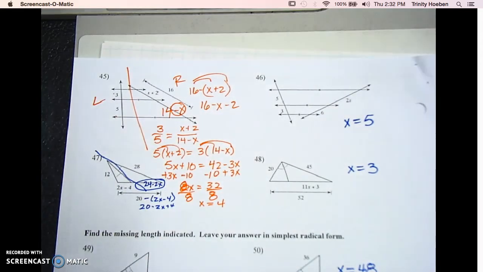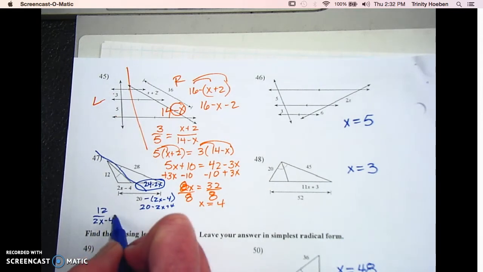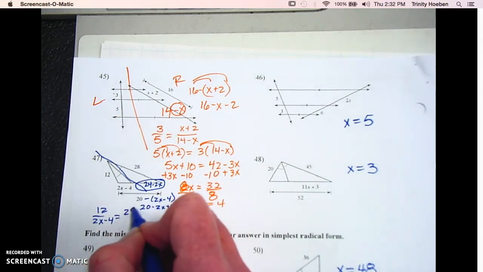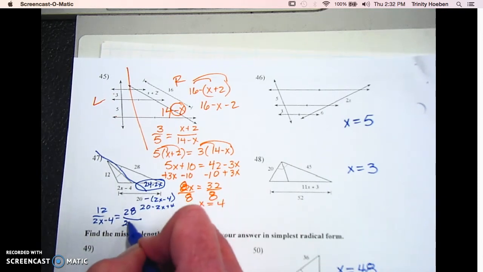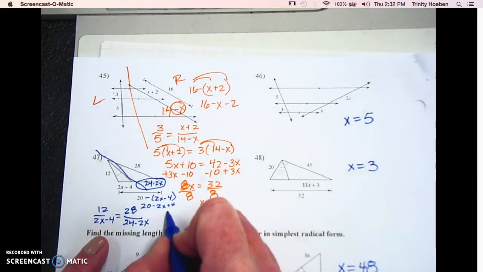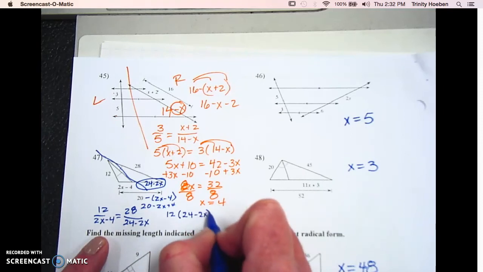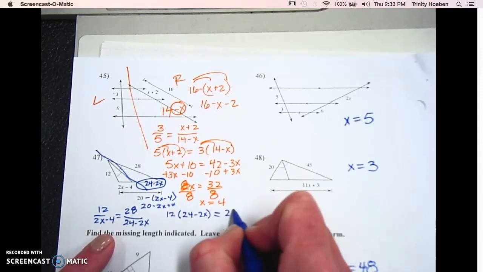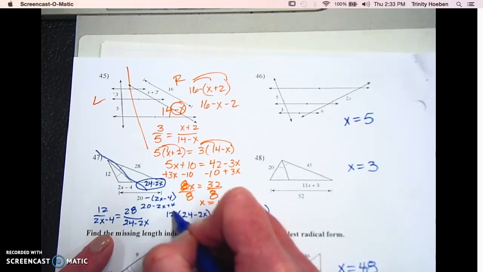All right, so now we can set up our proportion. We're going to have 12 to 2x minus 4 equal to 28 over 24 minus 2x. And we're going to do our cross product, and we're going to end up with variables on both sides. So we're going to have 12 times 24 minus 2x, set that equal to 28 times 2x minus 4, and lots of distributing.